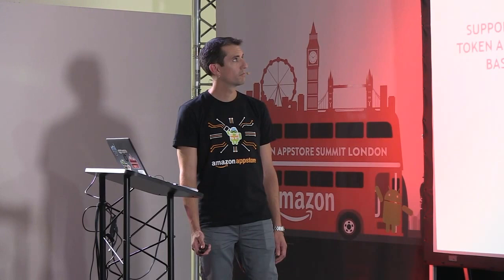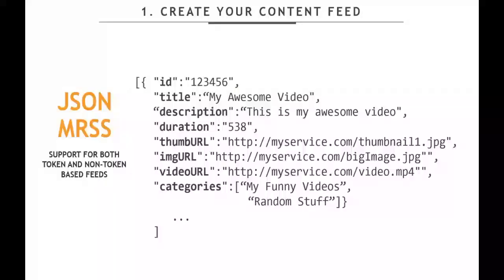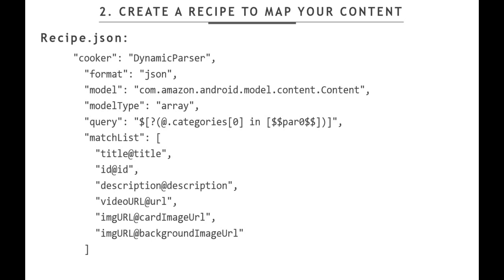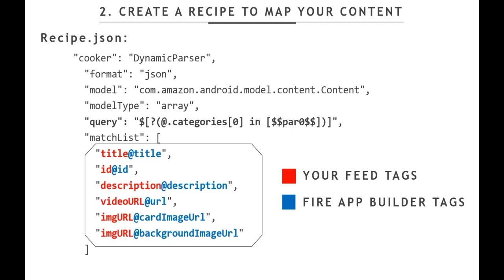Okay, so this is an example of a feed you might have. This is just one example of a format. Your feed could be in any different format, but the common things to have are an ID to uniquely identify the content, a title, some description of it, and some images to display. So you would take this feed that you have, you would write this configuration file to map your content to what the Fire App Builder can understand. So there's a lot of text here. This is a JSON configuration file. We'll talk more about this in a workshop later if you're interested. But essentially, the important parts of it are the things highlighted in red are what comes from your feed, and the blue is how you map it to the fields in Fire App Builder.